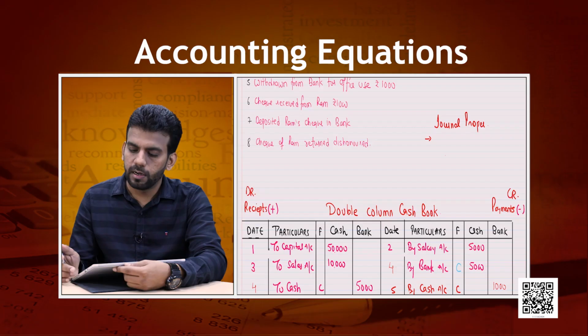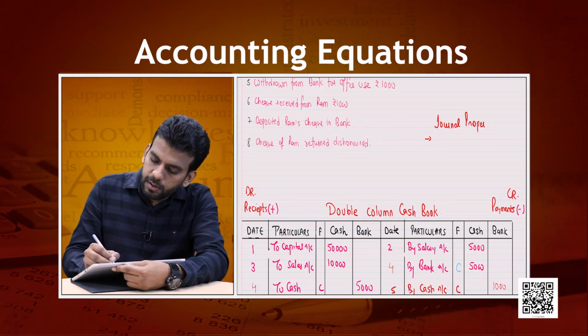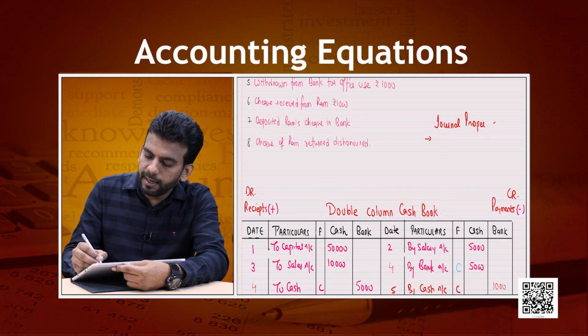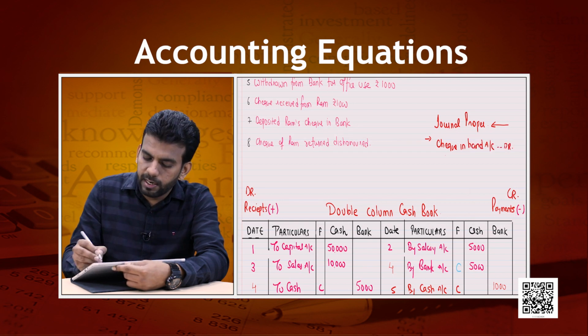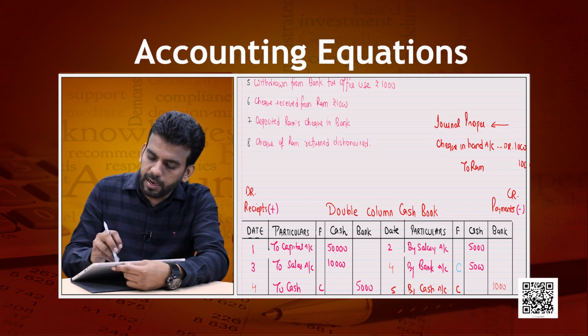So, the answer is, we will record it in the journal proper. Journal proper is a helping hand to cash book. Let's see, how do we do that? Now, to make it in a simple way, I am maintaining journal proper. On 6th, I got a check. Check in hand account debited, and I received it from Ram. That is it. This is my 6th transaction.